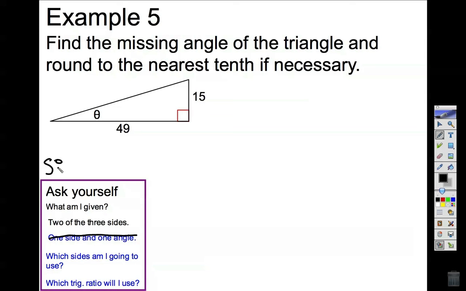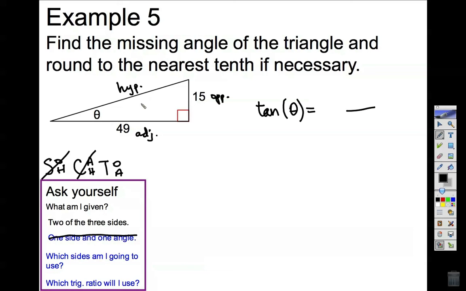Am I going to use sine, cosine, or tangent? Here's opposite, here's hypotenuse, and here's adjacent. I'm not given hypotenuse, so I'm going to eliminate everything about hypotenuse, so I'm using tangent. Tangent of angle theta equals opposite, which is 15 over 49.